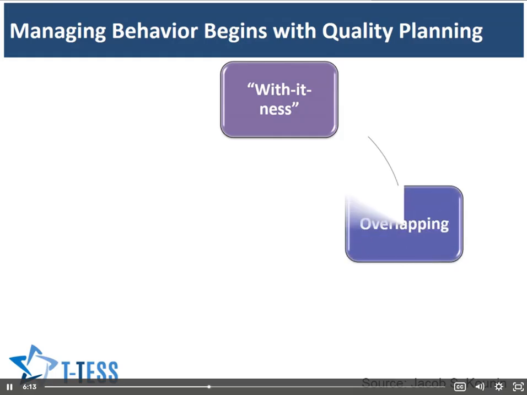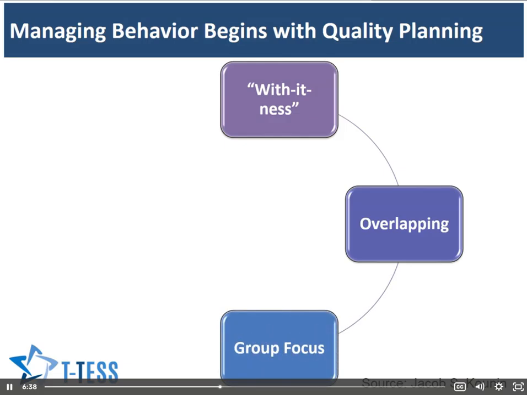The second characteristic is overlapping. Teachers who can overlap are managing several tasks at once, nodding to give one student permission to use the restroom while giving instructions to a group of students in a literature circle, while simultaneously preparing the room for the next classroom activity. The next characteristic is group focus. A key to effective management is getting every student involved in the lesson rather than focusing on just a few.